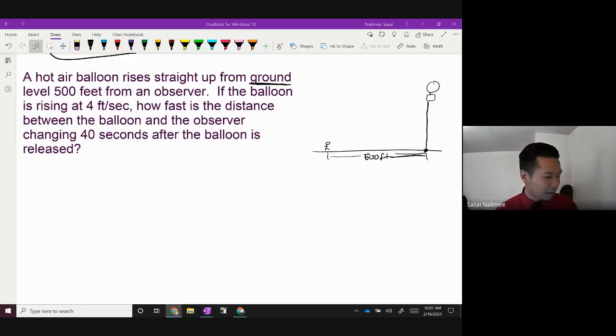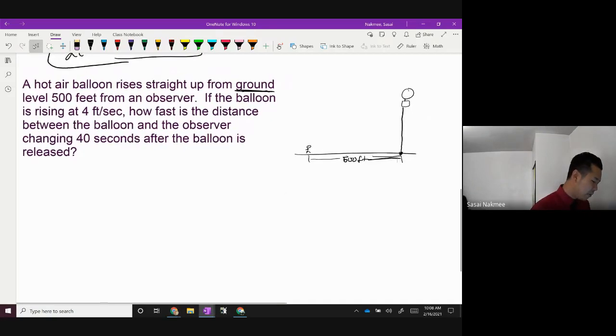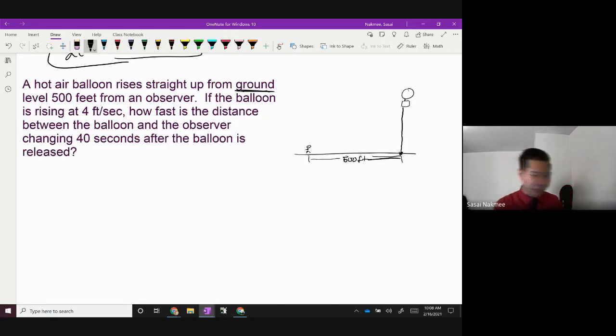Now, if the balloon is rising at 4 feet per second, how fast is the distance between the balloon and the observer changing 40 seconds after the balloon is released? So here's the thing. I'm not asking how fast the distance is changing this way or this way. I'm asking how fast the distance from the observer to the balloon is changing.